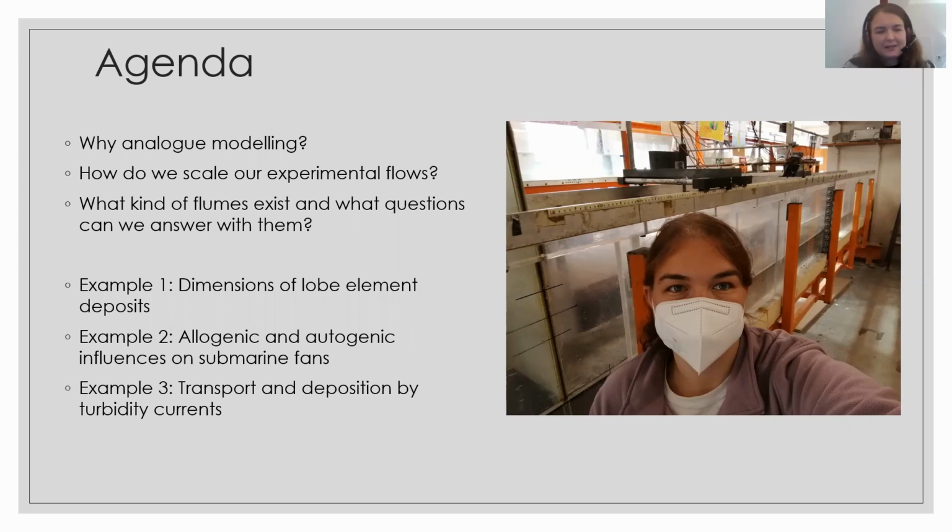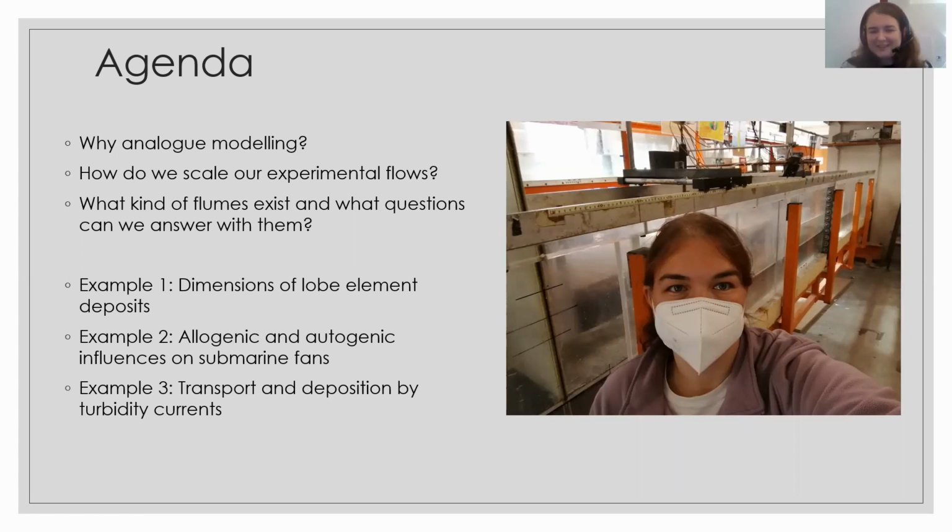Then I will shortly just talk a little bit about what kind of flumes exist and some of the questions that have been answered with different types of flumes. And the gross of this talk is probably going to be on those three examples that I've stated here, which are three series of analog modeling that I have conducted to study deep water systems.